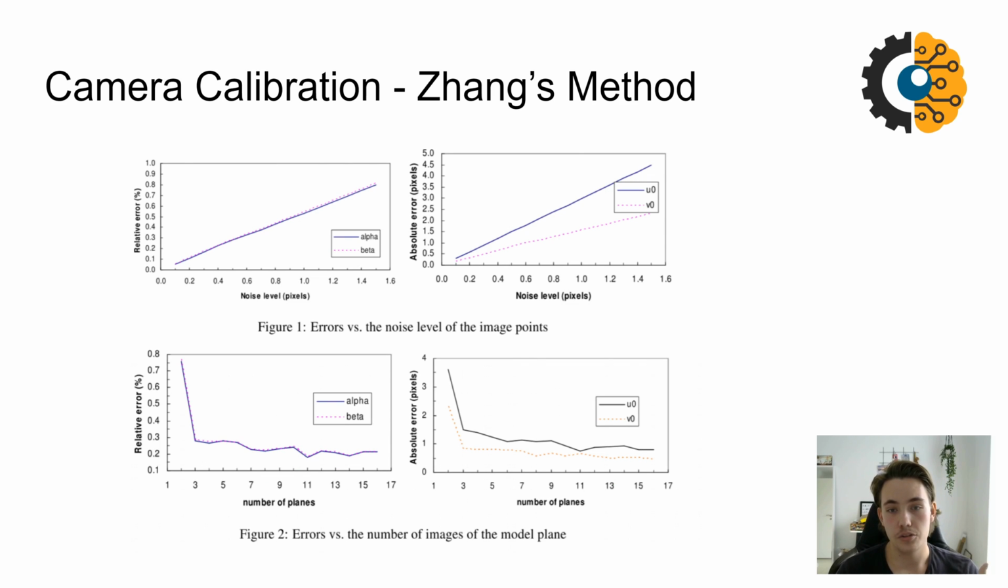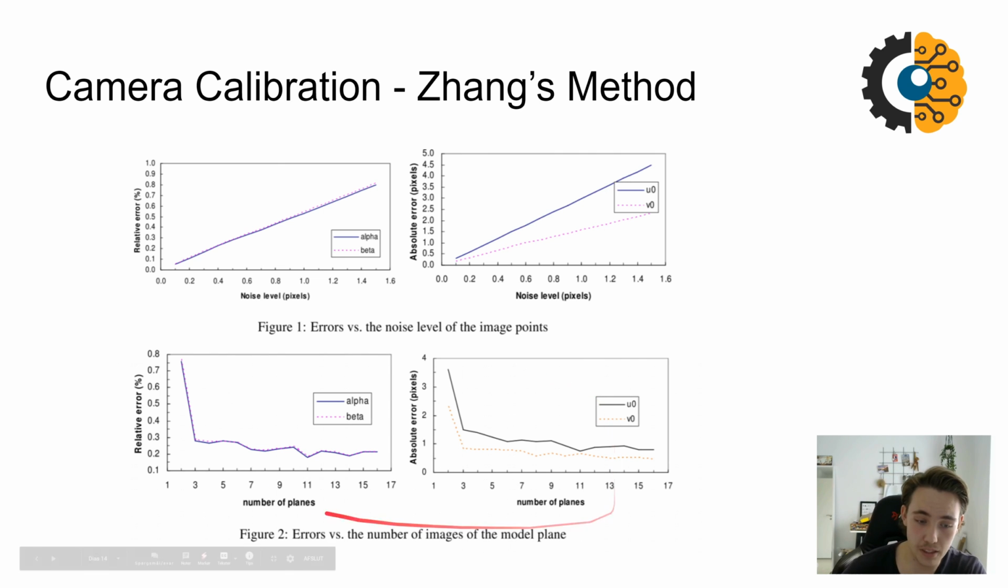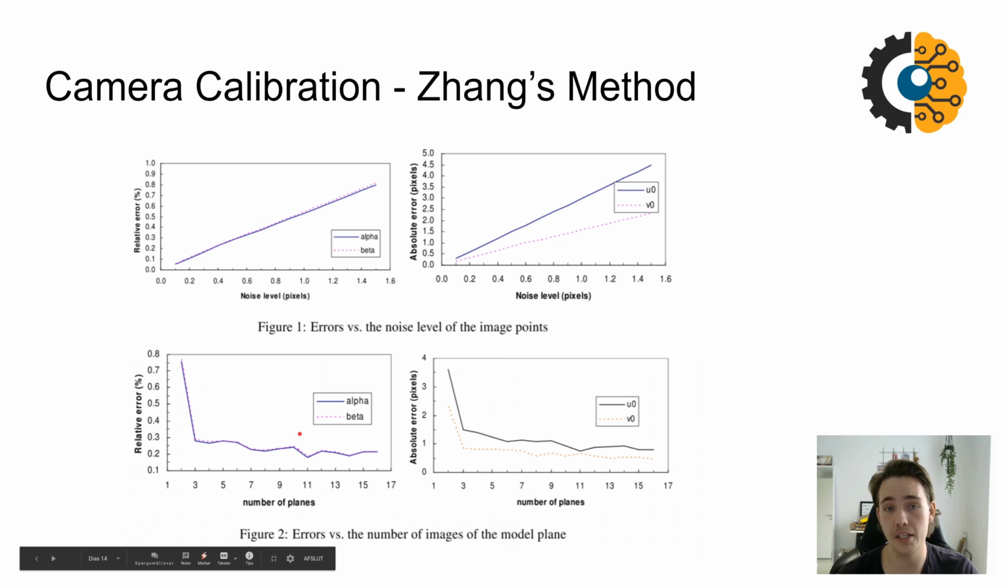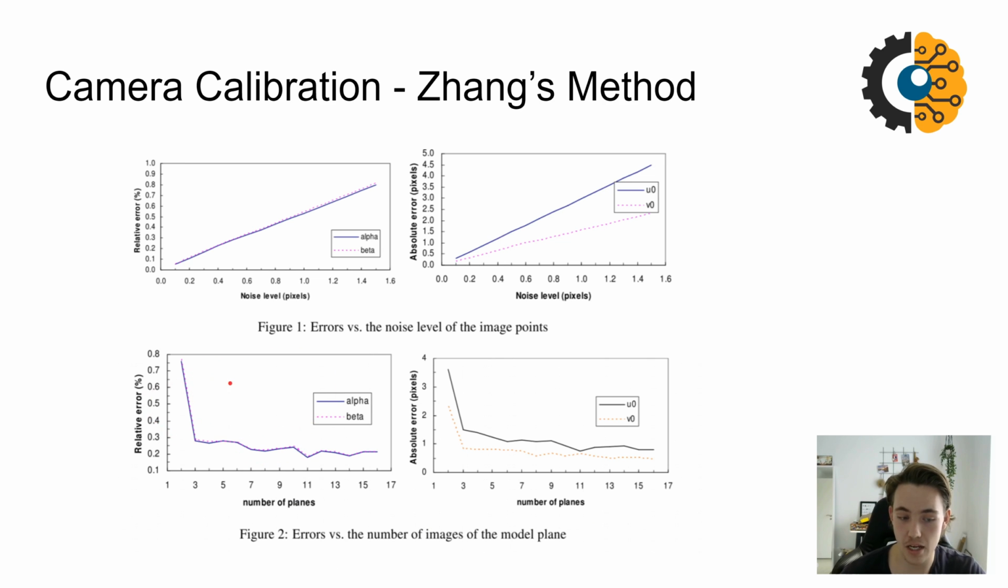This shows some of the test results from Zhang's method that he did himself, where we can see how many images we need to calibrate our camera. One of his tests shows that we only need 3 to 4 or 5 different planes, where we have rotated and tilted our chessboard, to get a relatively good error percentage.